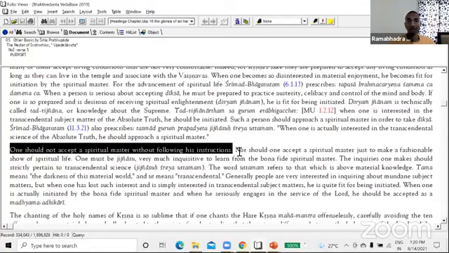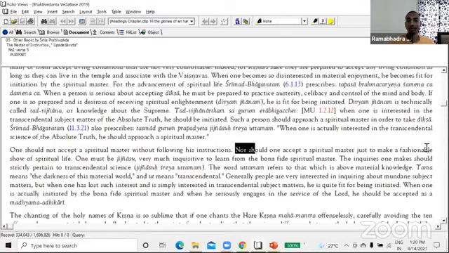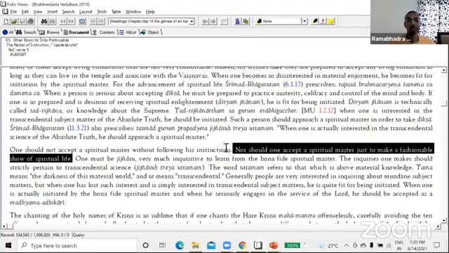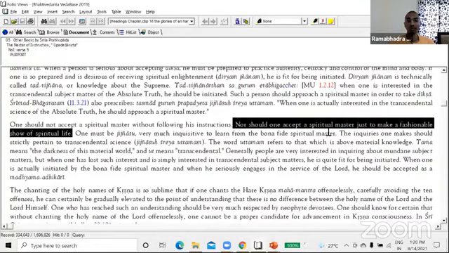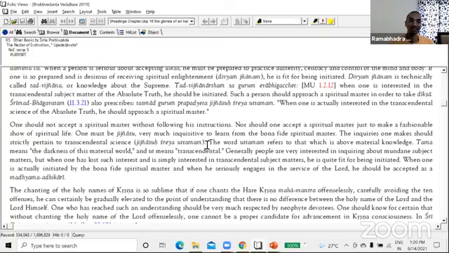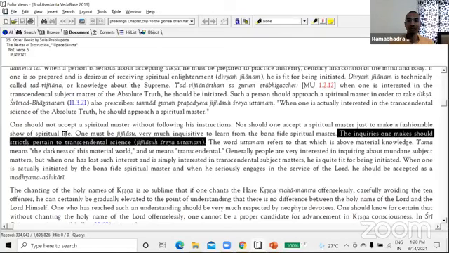Then Prabhupada says, one should not accept a spiritual master just for fashion. "Oh, I also have a spiritual master," just to show in the outside world, just like you have a degree. So one must be jigyasu, to learn from the spiritual master. And you should only inquire about transcendental subject matter from the spiritual master. The inquiry one makes should strictly pertain to the transcendental science.